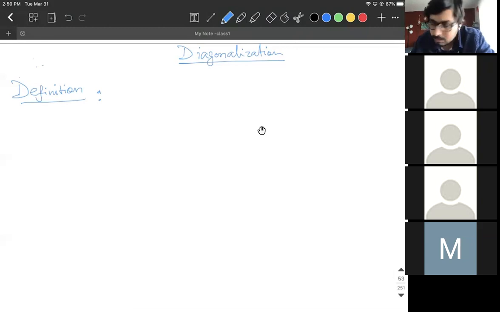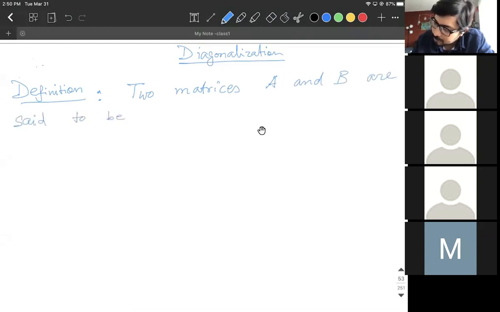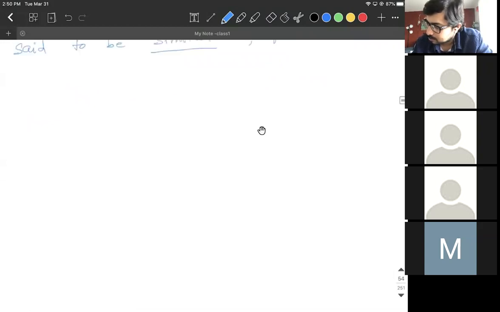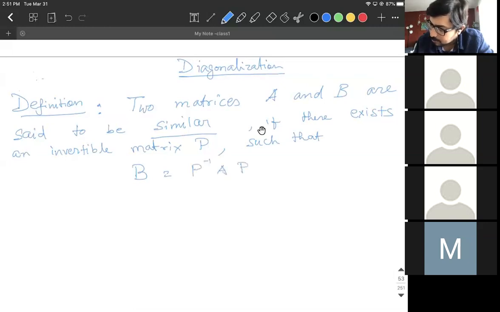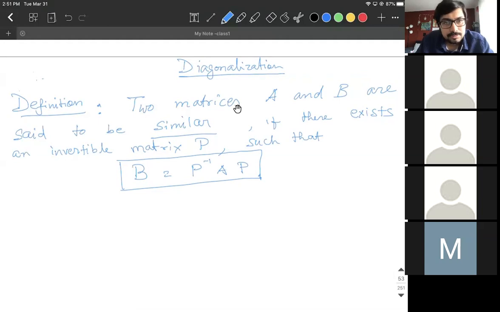Okay, so definitions. Two matrices A and B are said to be similar if there exists an invertible matrix P such that B equals P inverse A P. Somehow B and A are related through this invertible matrix P. Then we call A and B similar matrices.